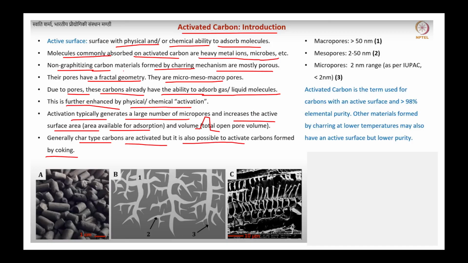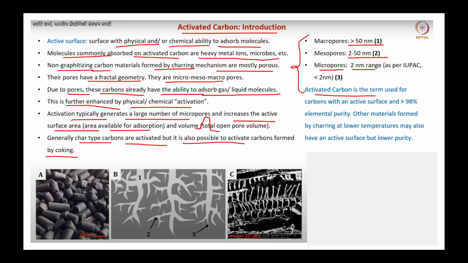but it is also possible to activate carbons formed by coking. So here you can see macropores are greater than 50 nanometers. Mesopores are in the range of 2 to 50 nanometers. And micropores are less than 2 nanometers. So this is something which is available here. This feature will mainly give you the property of adsorption, where you can absorb liquid molecules and gases.